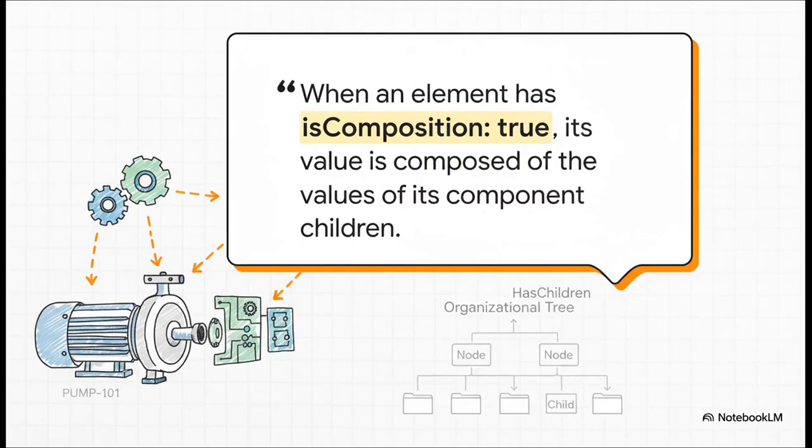So, here's the absolute key takeaway. It is the parent object's is composition flag that dictates the relationship type to its children. Because Pump 101 is set to is composition true, its children become components. If that flag were false, they'd just be linked via has children instead. This is a property of the parent, not the child. Super important to remember that.